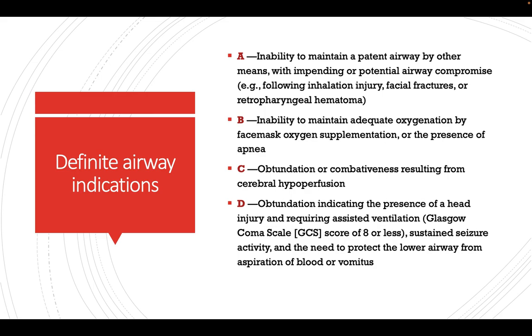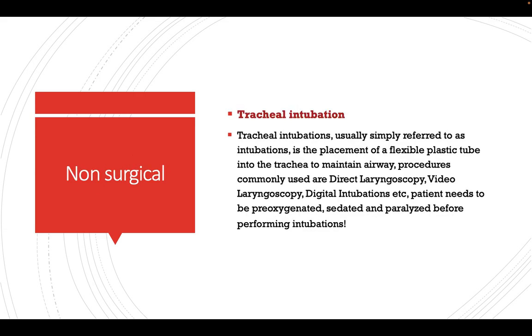So what are the different methods for definitive airway? We have non-surgical. The non-surgical consists of tracheal intubation. In tracheal intubation, we simply place a flexible plastic tube into the trachea to maintain the airway. Procedures such as we do under direct laryngoscopy, video laryngoscopy, and digital intubation, etc.